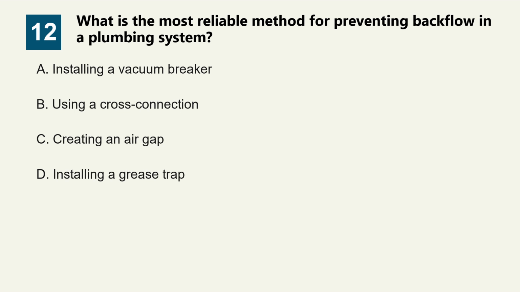Option A. Installing a vacuum breaker. Option B. Using a cross-connection. Option C. Creating an air gap. Option D. Installing a grease trap. The correct answer is option C.